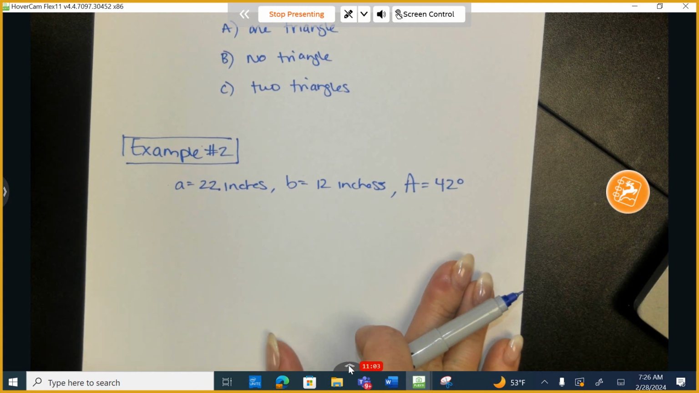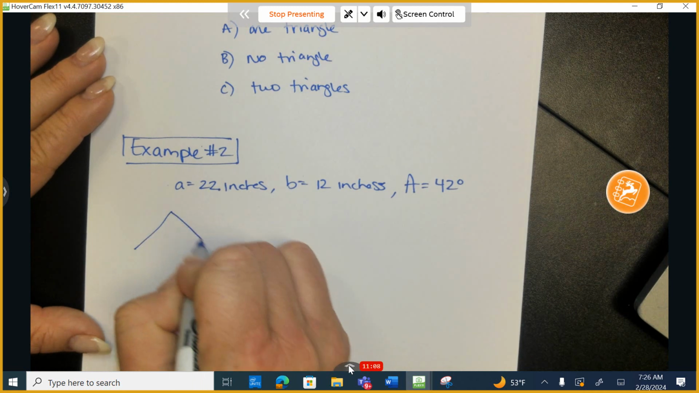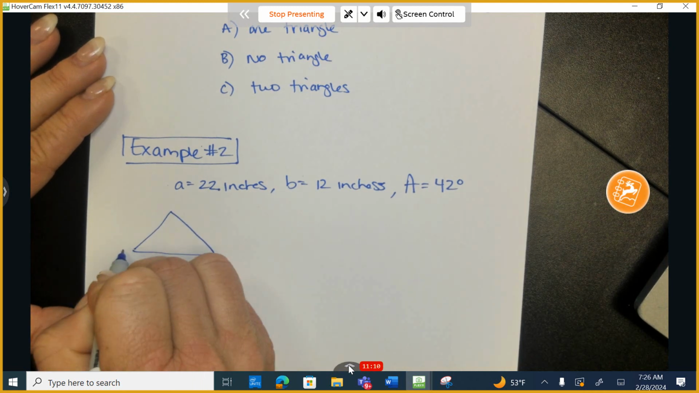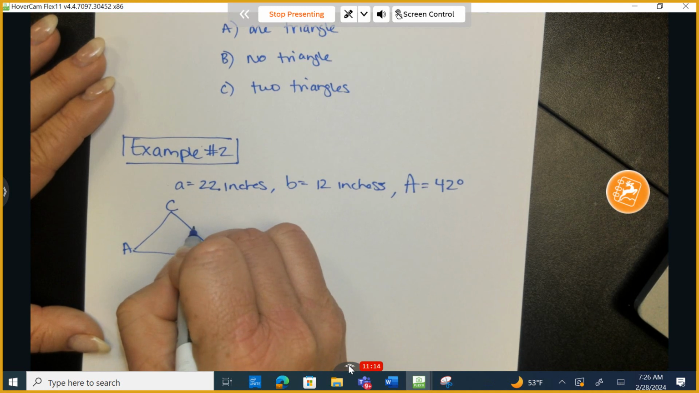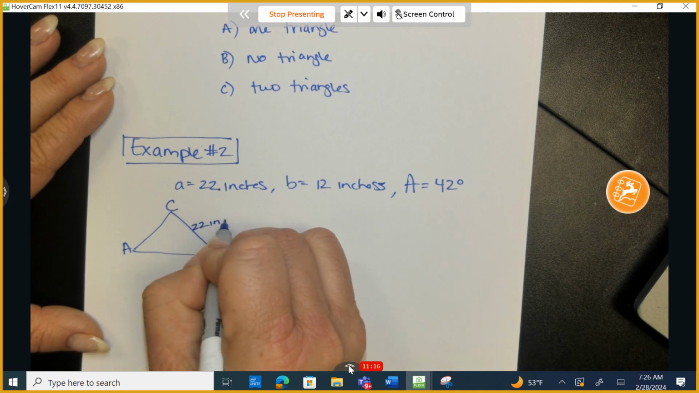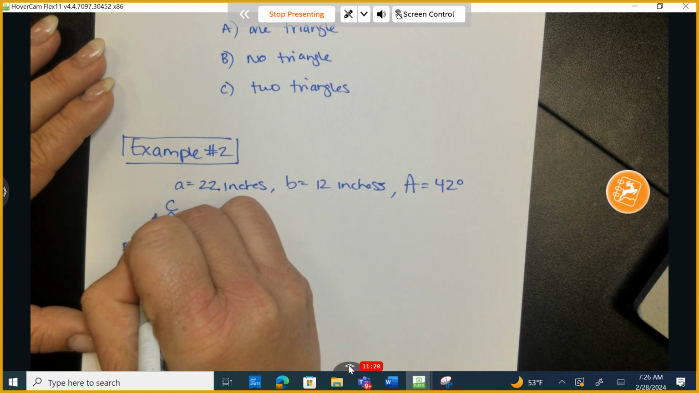Please write down this given information. Let's draw a picture. We are not going to worry about it being drawn to scale. So this is A, B, and C. I know that side A is 22 inches. Side B is 12 inches.